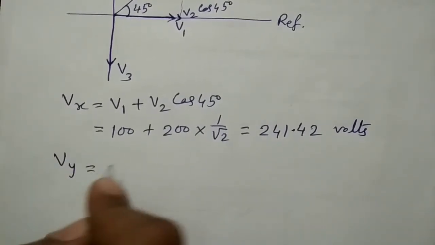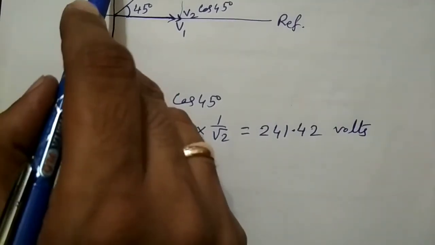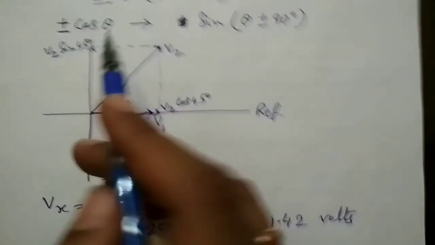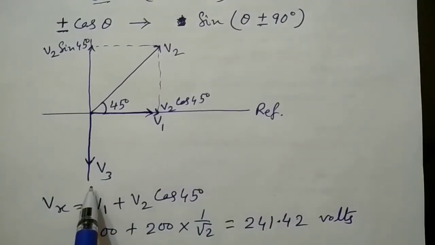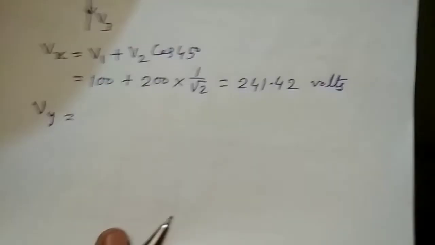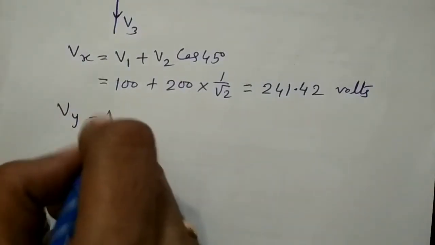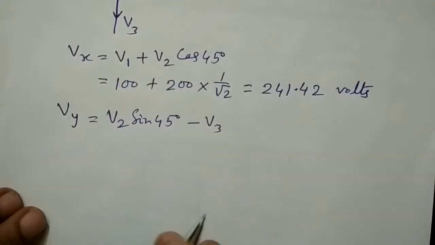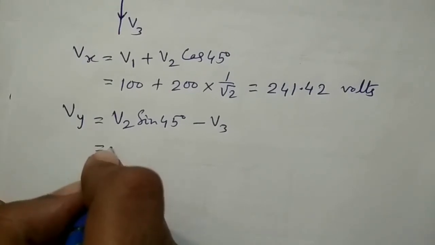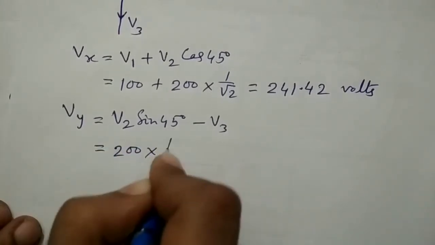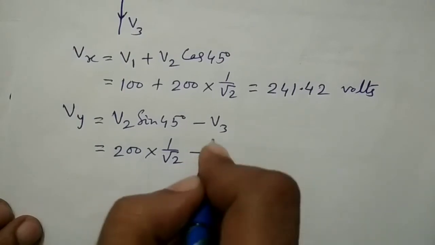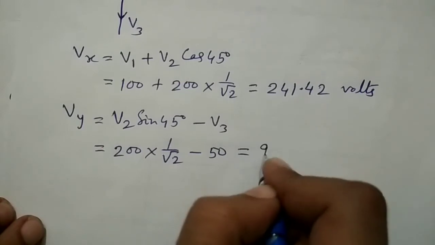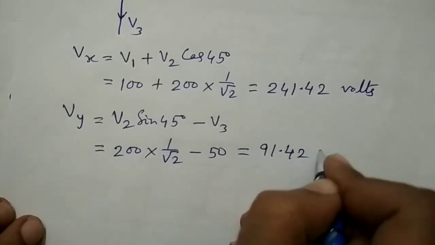Similarly, the y component is V2 sine 45 degree in the positive y-axis, and V3 is in the negative y-axis. Therefore, the y component can be written as V2 sine 45 degree minus V3. V2 here is 200 sine 45, 1 by root 2, and V3 is 50. So after solving, we'll get 91.42 volts.